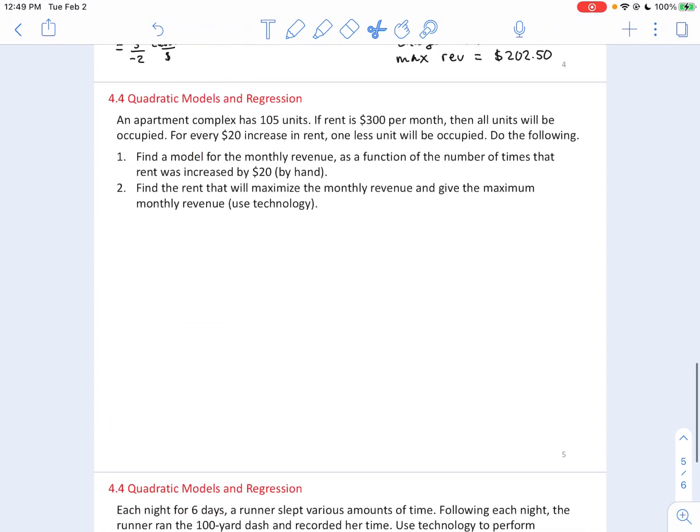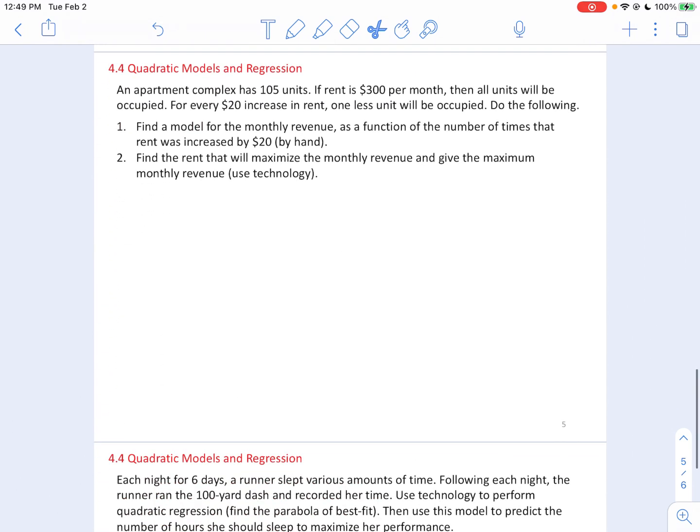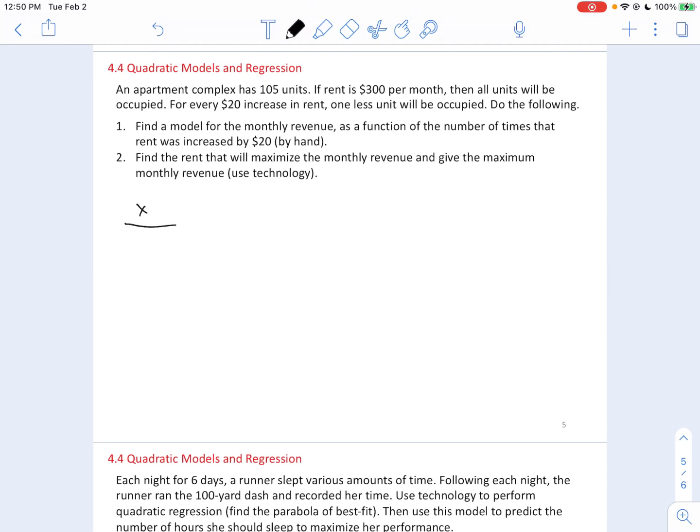Okay, let's move on to the next task. An apartment complex has 105 units. If rent is $300 per month, then all units will be occupied. For every $20 increase in rent, 1 less unit will be occupied. Do the following: find a model for the monthly revenue as a function of the number of times that rent was increased by $20. We're going to make a table and see if we can make sense of what's going on here. And let's say what the rent is and then the number of units.